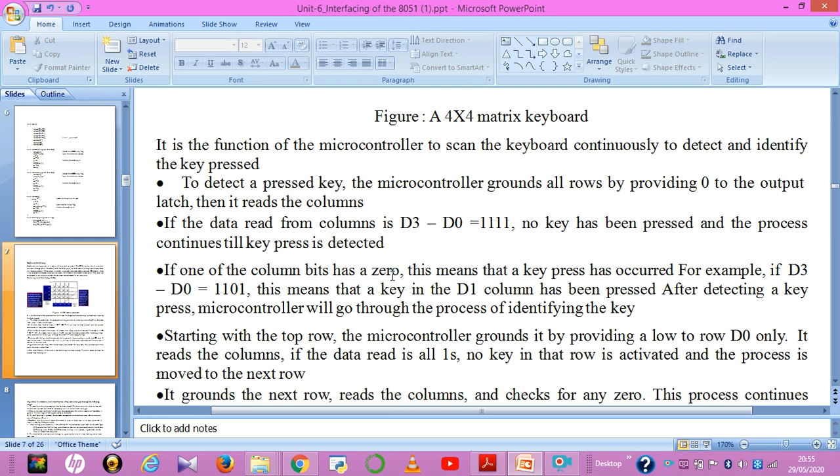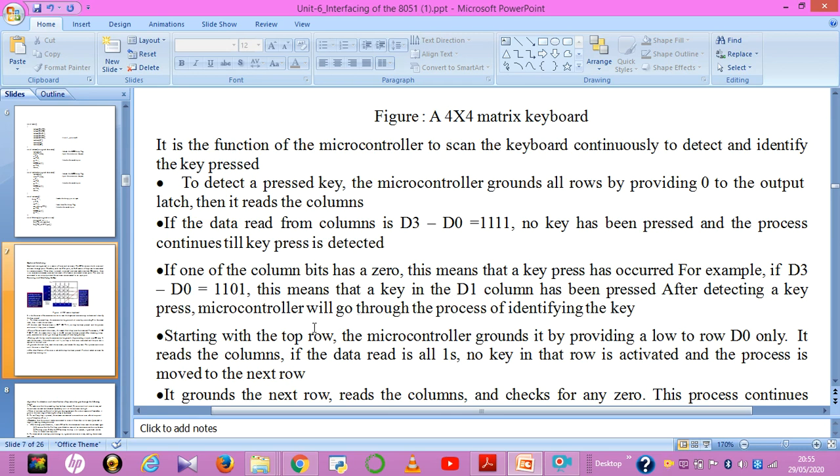If one of the column bits is 0, that means a key press has occurred. That's why I'm telling you, out of the 4 bits, if any one bit becomes 0, that means you have pressed a key for the corresponding column. So if D3 to D0 is 1101, you can see that a key in the D1 column is pressed. When a key is pressed, the particular column corresponding to that bit becomes 0. This means that a key in the D1 column has been pressed.